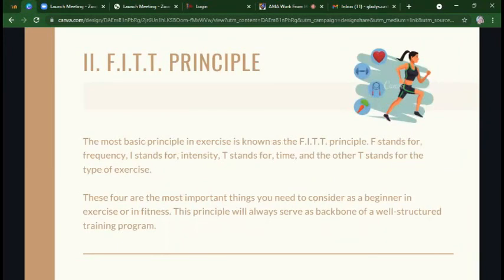The second part, the FITT principle. This is the most basic principle in exercise. F stands for frequency, I for intensity, T for time, and the other T for type of exercise. These four are the most important things we need to consider as a beginner in exercise or in fitness. This principle will always serve as the backbone of a well-structured training program.